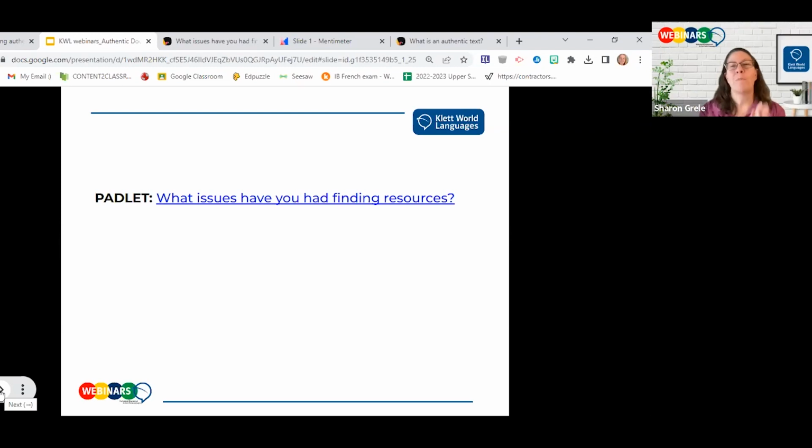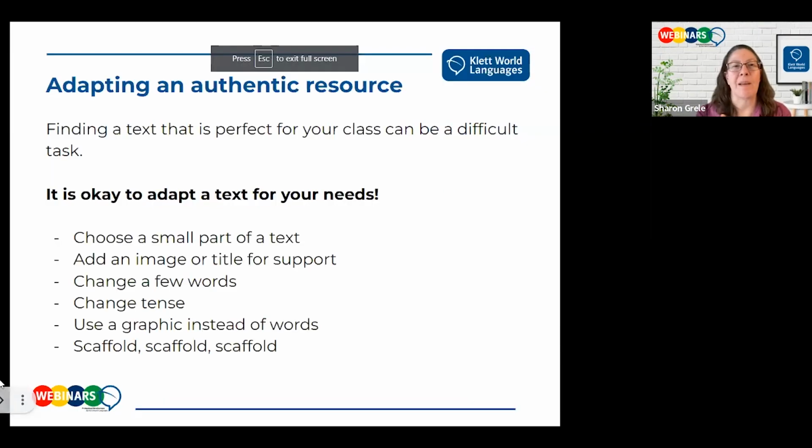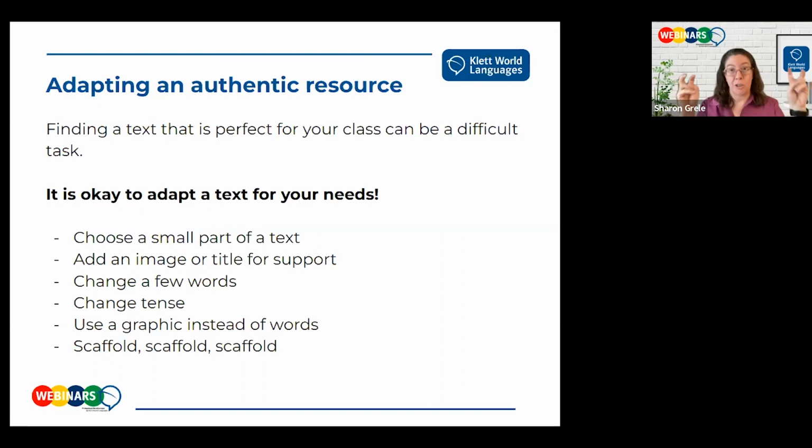Yeah. So before we start on this topic though, we do need to acknowledge that this is somewhat controversial out in the foreign language community, right? As soon as you start adapting an authentic resource, is it authentic anymore? Well, yes, obviously we know this is a controversy, but we're never going to find that perfect resource, right? It's a one in a million shot that you're going to find it as is, that you can use it. So what we're going to say is it's okay to adapt.